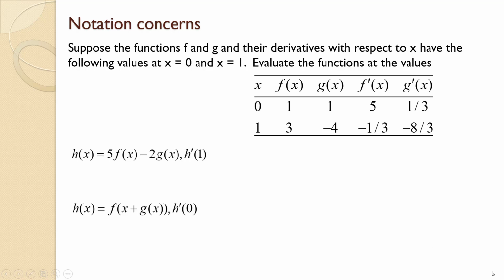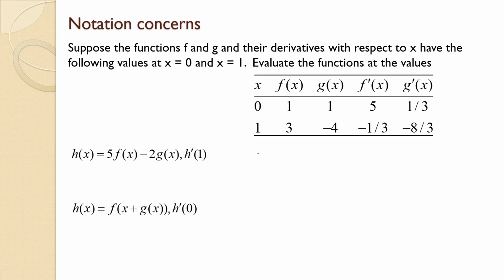So just keeping in that same vein, let's suppose that you have functions f and g, and their derivatives with respect to x have the following values as given by this table at x equals 0 and x equals 1. I want you to evaluate the functions at the values that I give you. So in the first example, if h of x is 5 times f of x minus 2 times g of x, I want to know what the derivative of h is at 1.